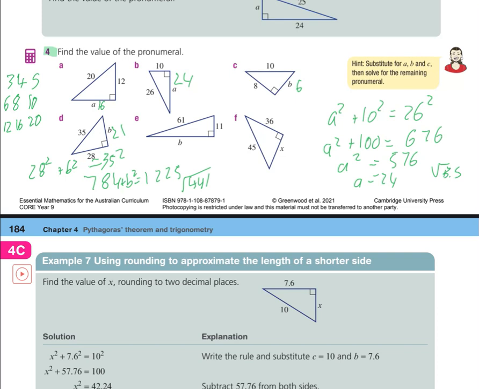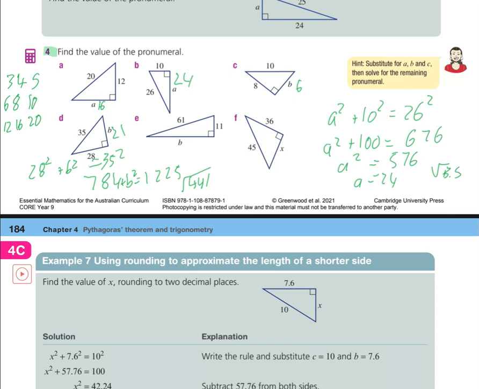11 squared plus b squared is 61 squared. Your 61 squared is going to be a big number. 61 squared is 3721. The 11 squared is 121. Should know that one off by heart. And then what was left is going to be your b squared, which is 3600. And I believe that's going to be 60.